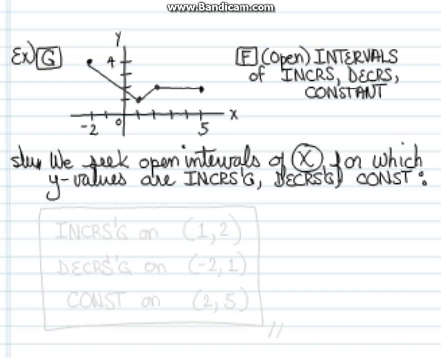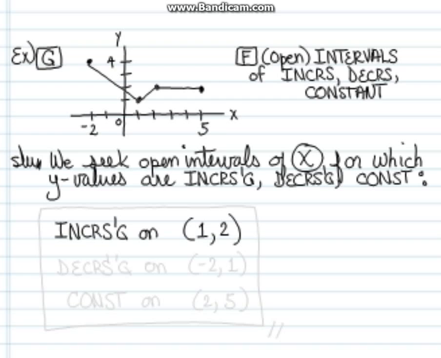Okay, if I look at the graph, I see that it's increasing for x values from 1 to 2. I put open brackets because I asked for open intervals of x. Okay, so just stop and look at the graph. Between x equals 1 and x equals 2, it's traveling up. If you were an ant walking on the graph, you're traveling up from the points that correspond to x equal 1 to the point that corresponds to x equals 2.